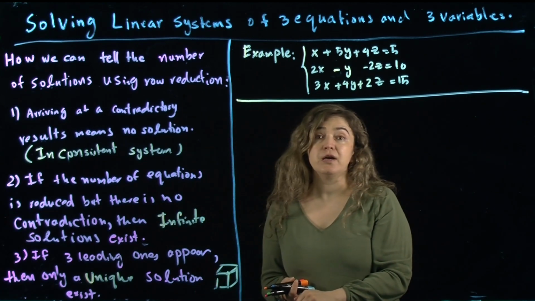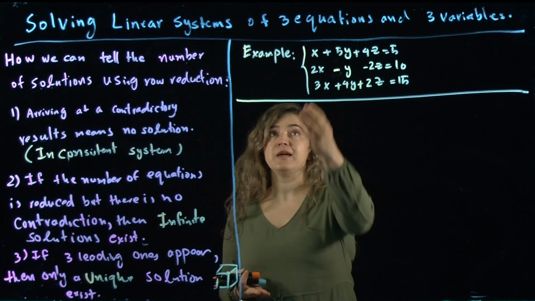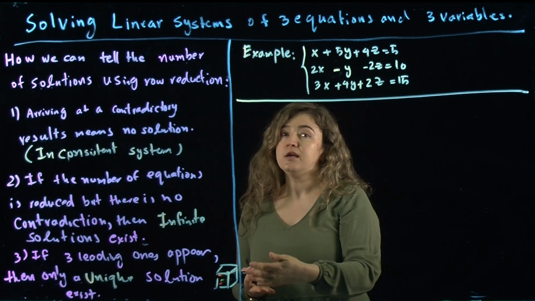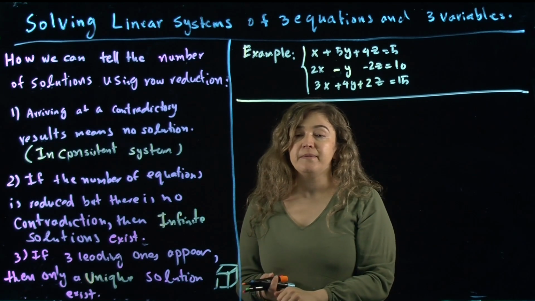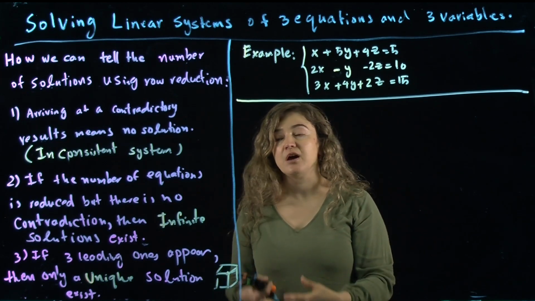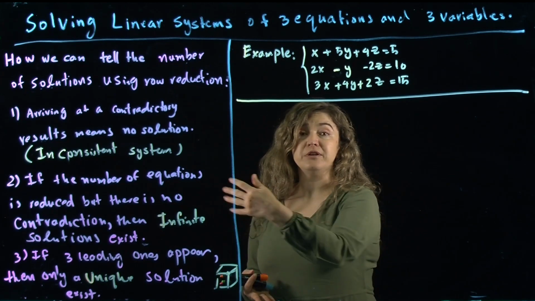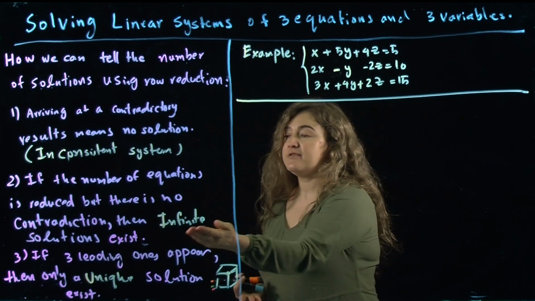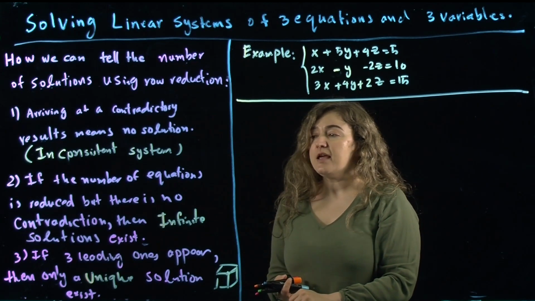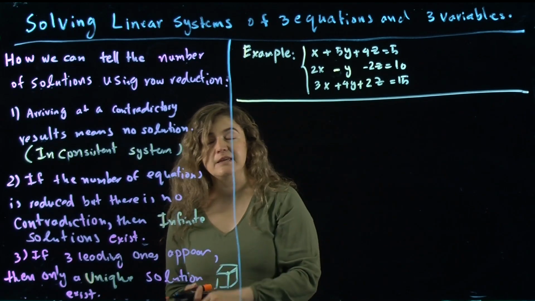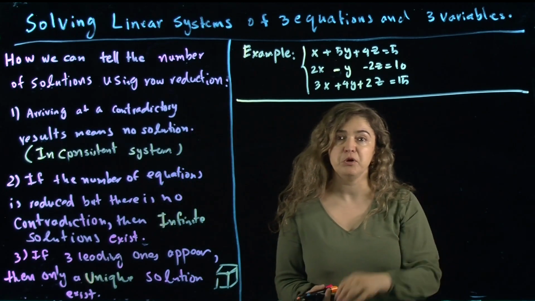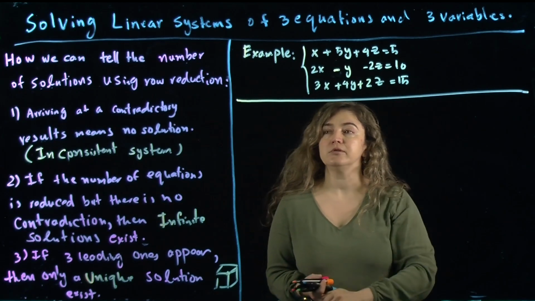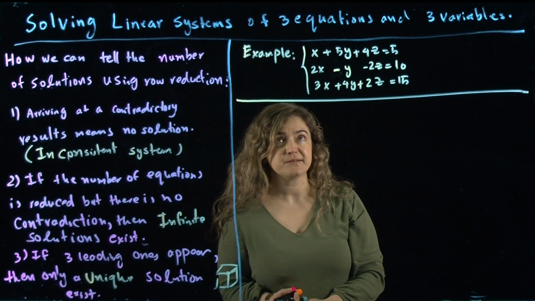We can reduce the number of equations. Here we have 3 equations and 3 variables. We can reduce the number of equations to, let's say, 2 equations. That means there are fewer restrictions on the system without arriving at any contradictory results. Then it means that we have infinite solutions. And the last case mentioned in this list is the case that we already gave an example for. Now let's do another example to demonstrate the other 2 cases.